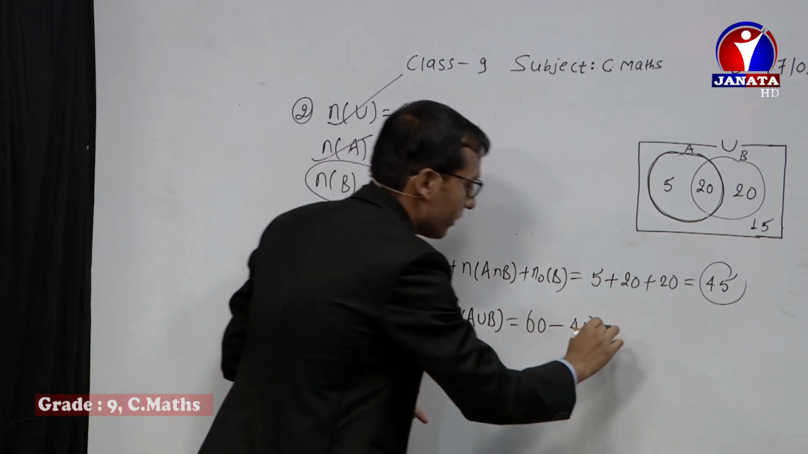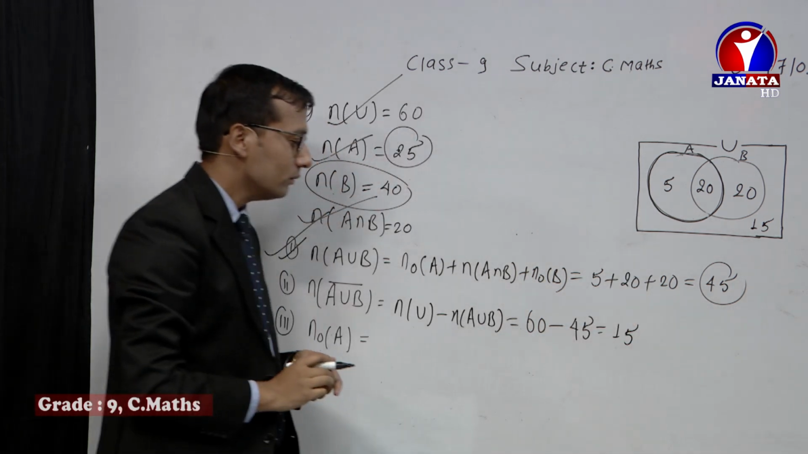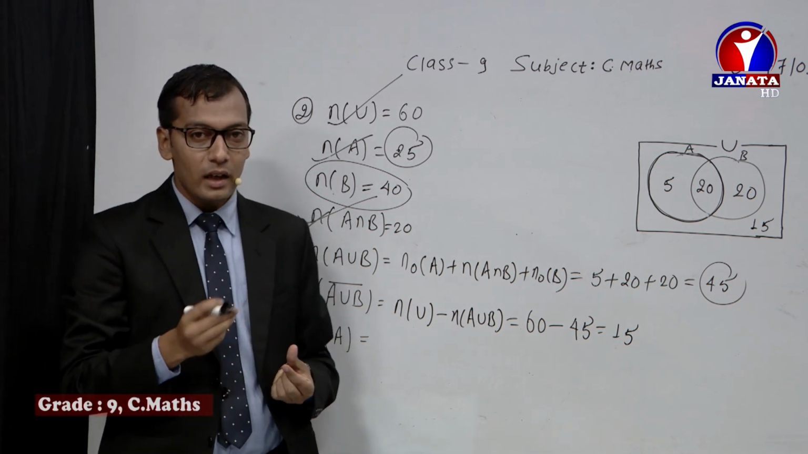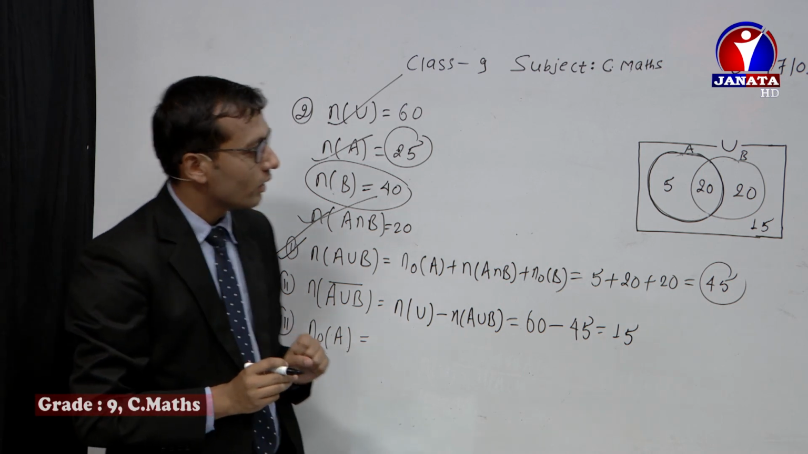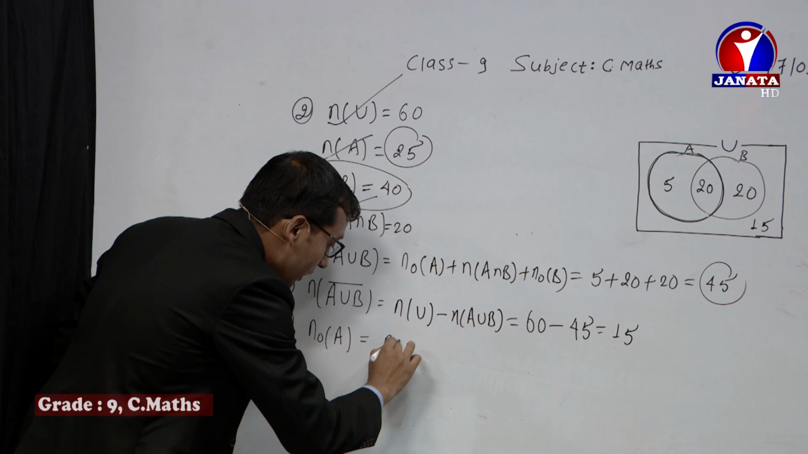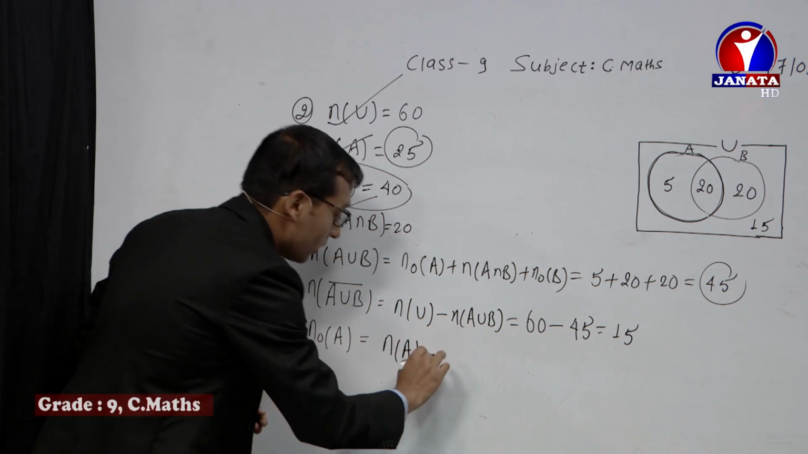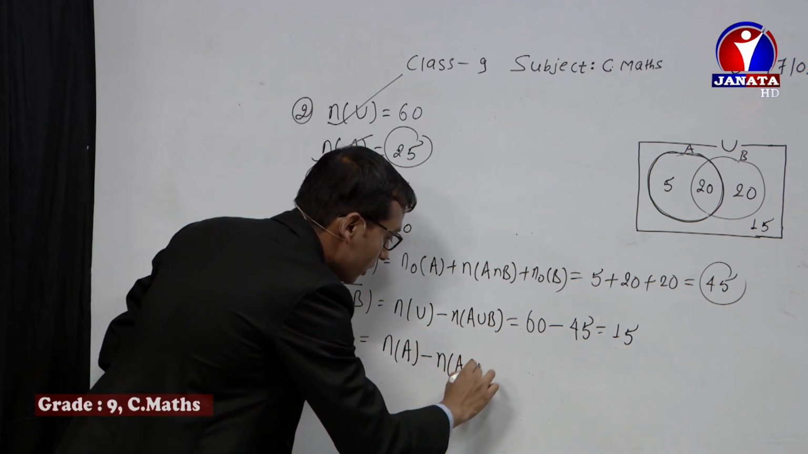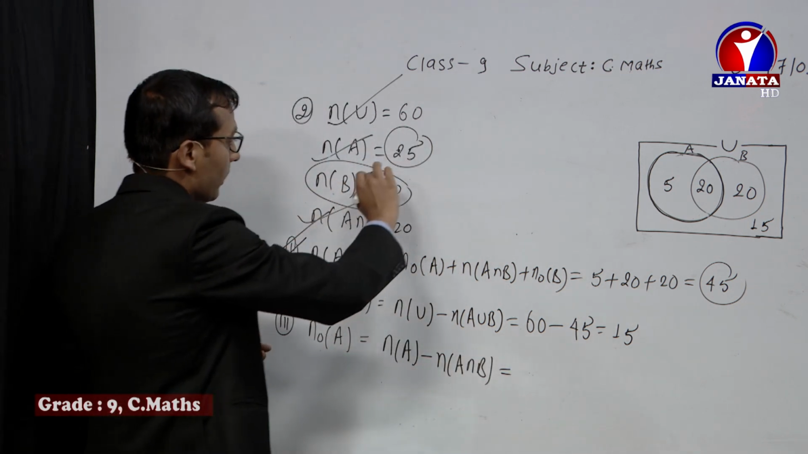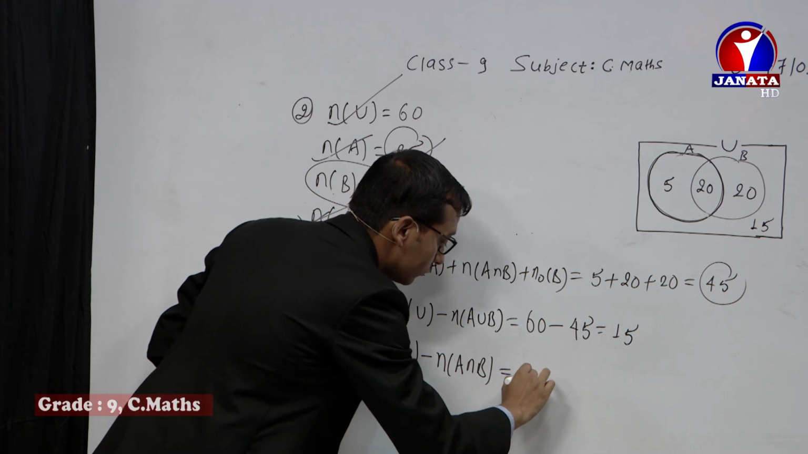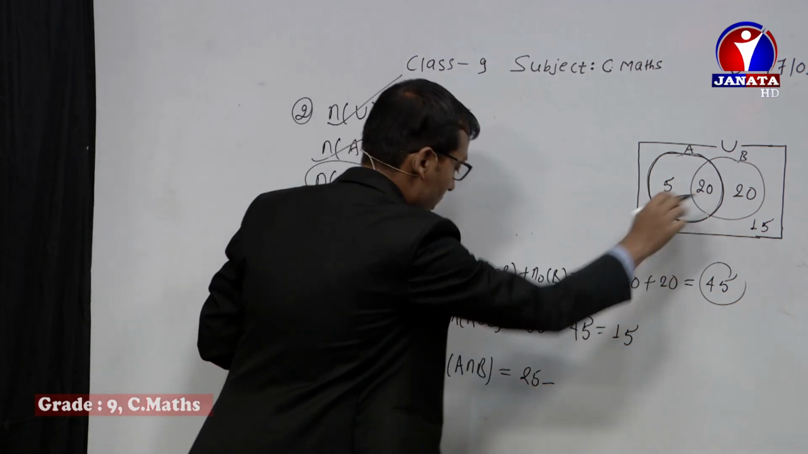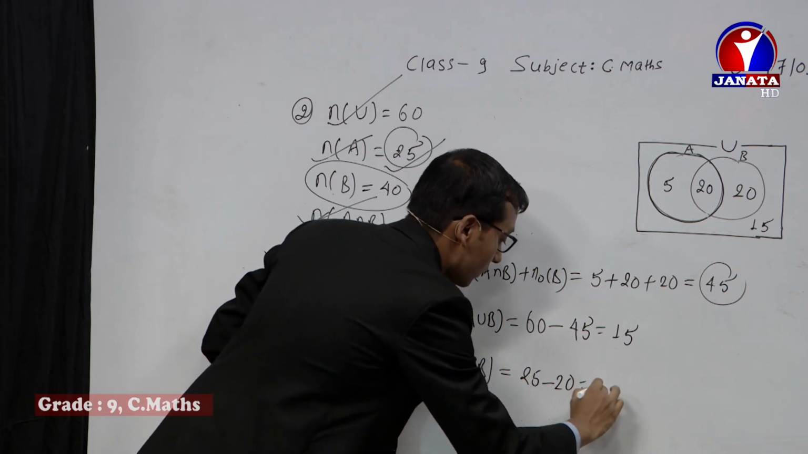So 60 minus 45 is 15. Now next is n only A. So n only A is n of A, so total n of A minus n of A intersection B. What is n of A? 25 minus, what is the intersection? 20. It's 5.